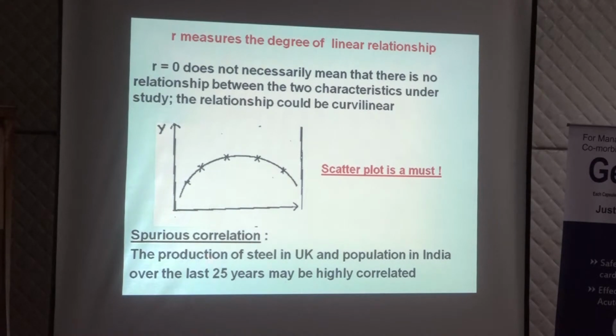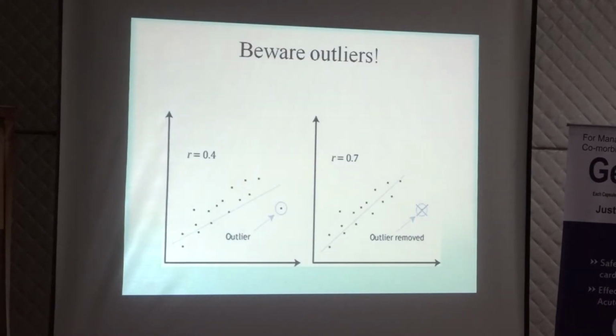Spurious correlation: the production of steel in the UK and the population in India over the last 25 years may be highly correlated, but that is a spurious correlation. Be aware of outliers. If there is an outlier, r equals to 0.4. If we cut it, r becomes 0.7.